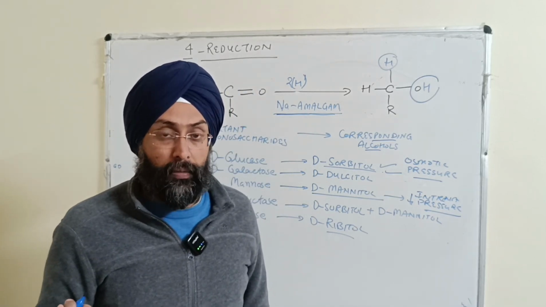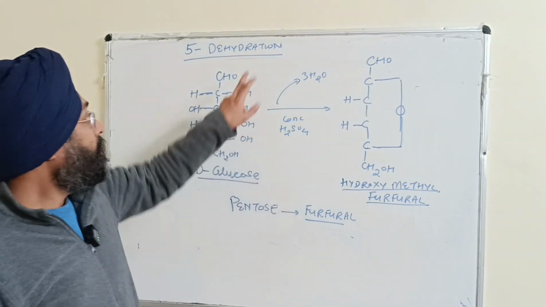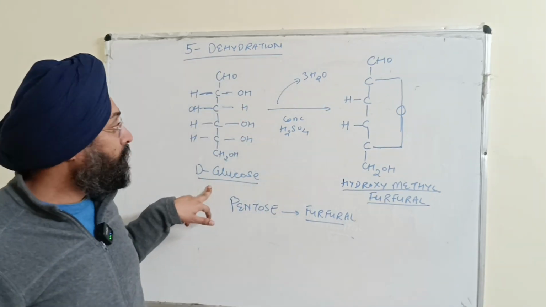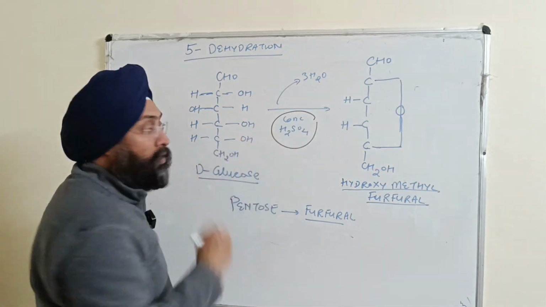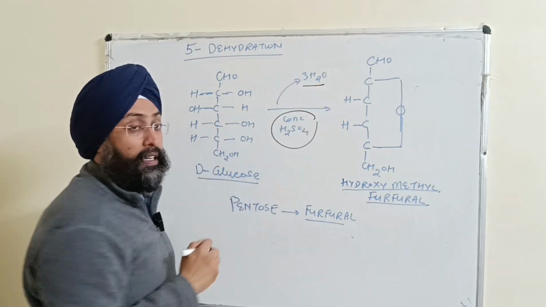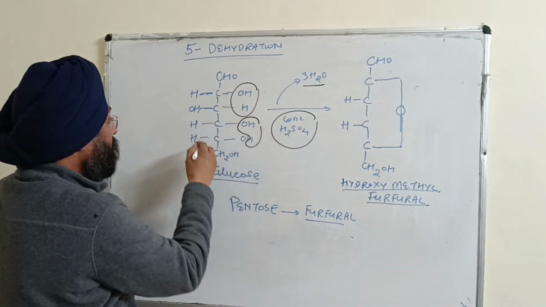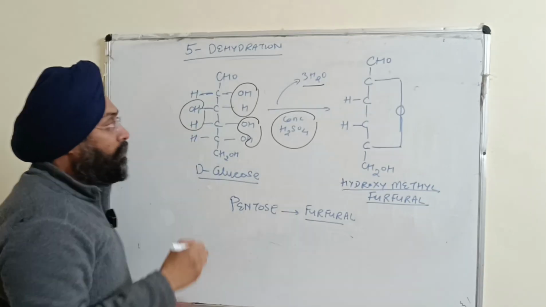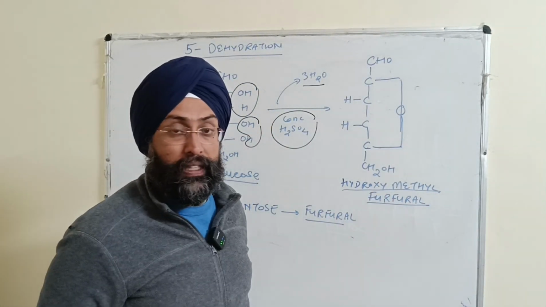Now I'll start with the next property. Now starting with dehydration properties. We have a monosaccharide glucose here. When it is dehydrated with concentrated sulfuric acid, the three molecules of water are eliminated. One from here, one from here, and one from here. That will result in the formation of our hydroxymethyl furfural.